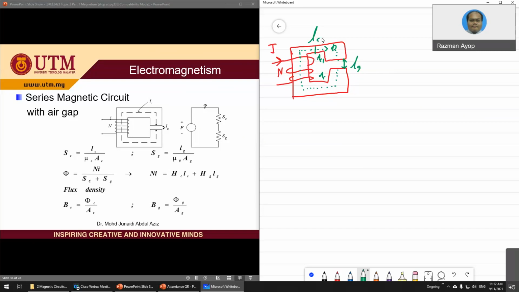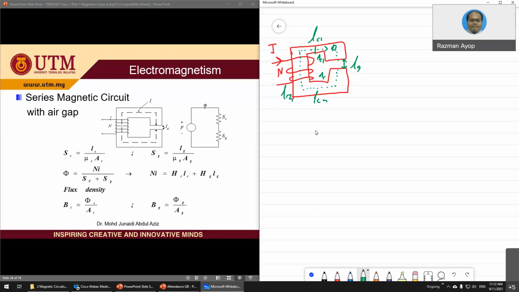This one also has length C1, length C2, length C3. If you have different areas and lengths, you have to divide it. But if you have the same area, you can just lump sum it up, you just sum it up directly. So how to calculate this?